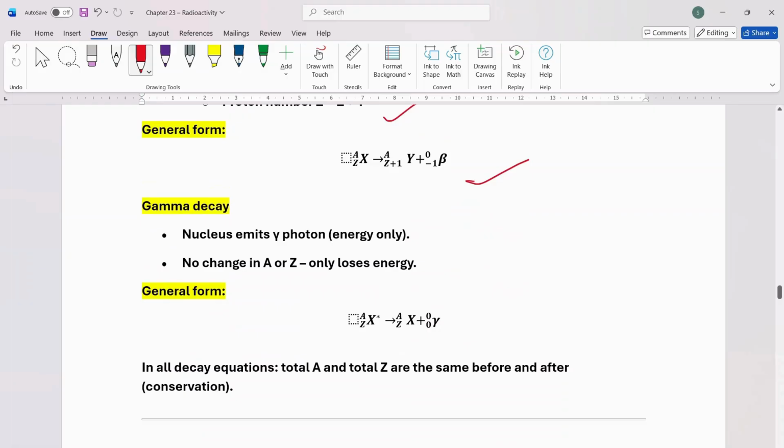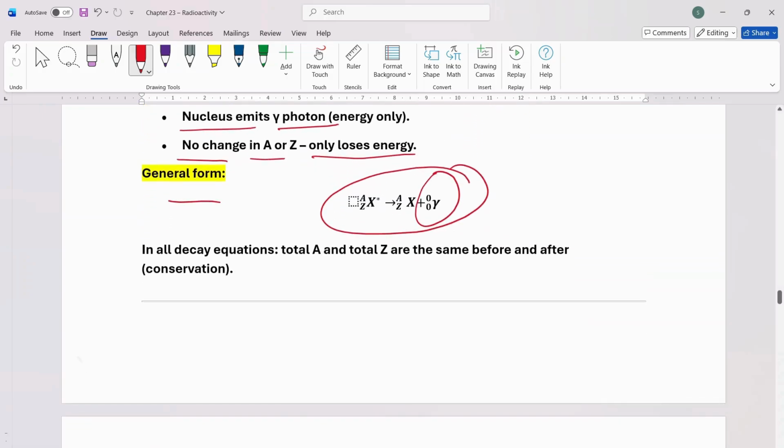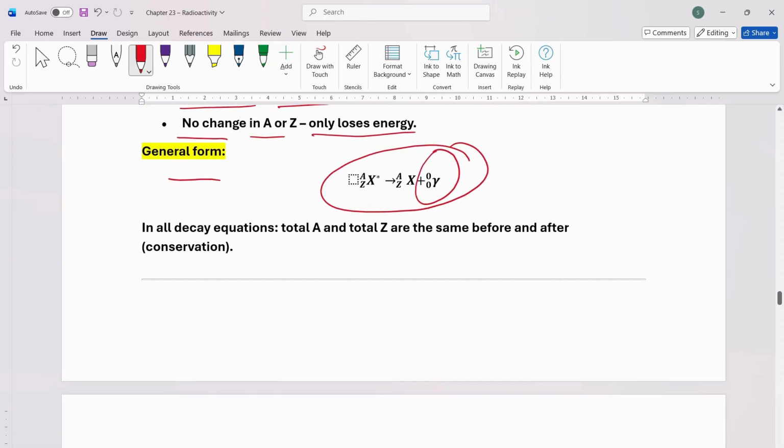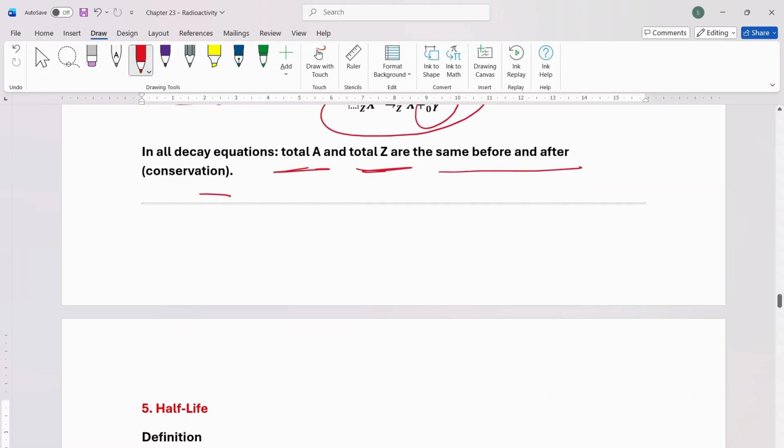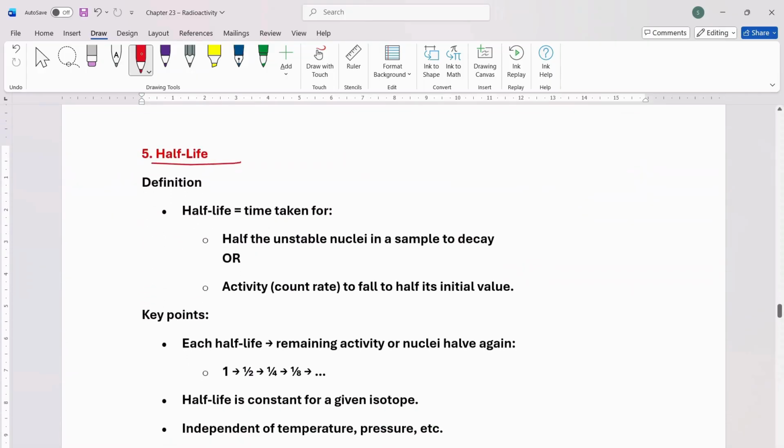Gamma decay: the nucleus emits a photon, energy only. No change in A or Z, it only loses energy. The general form is this, so you can see Y with 0 and 0, there is no change here. In all decay equations, total A and total Z are the same before and after, conservation. Be careful about that. Now let's discuss half-life.